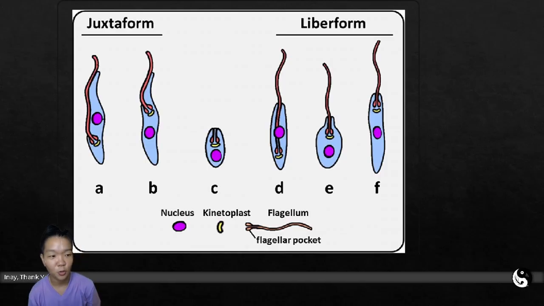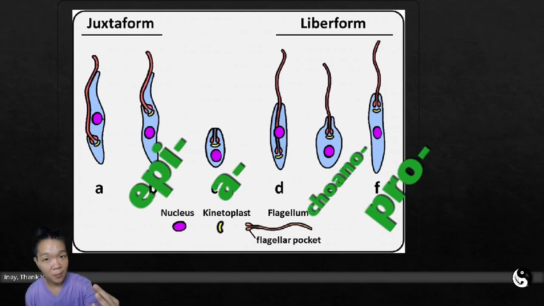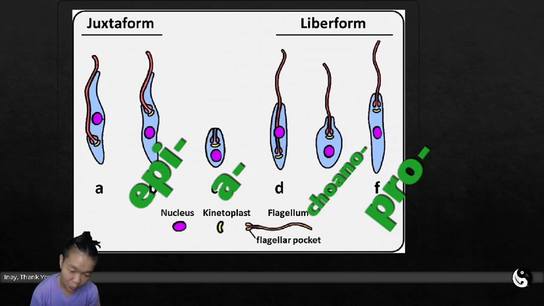Wala namang cyst stage tong mga to. So again, free-living feeding stage, trophozoites sila. But in the context of this group in particular, we just want to call them mastigotes. Amastigotes have the kinetoplast located anterior to the nucleus.